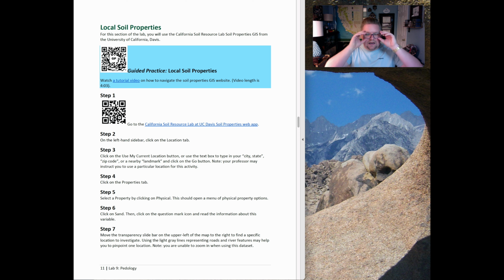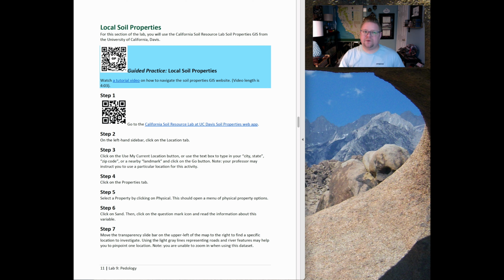Now that you've kind of got a little bit understanding of all the different physical and chemical features that are observed in soil, let's look at our local soil properties. So for this section of the lab, you will use the California Soil Resource Lab Soil Properties, GIS, from the University of California, Davis. So the first step is to take a picture of that QR code or to click that hyperlink, in which you'll then get a tutorial video on how to use this website.